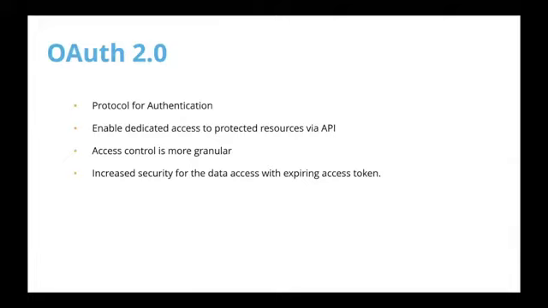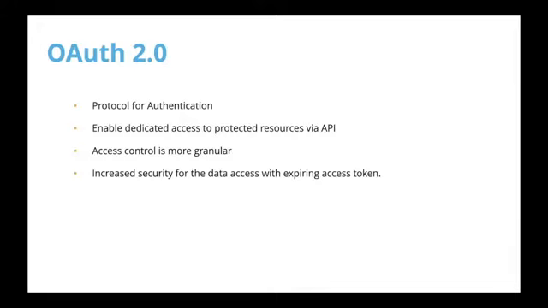For example, the access token which we generate in OAuth 2.0 expires every 60 minutes. If we have to prolong the access to that particular protected resource, we have to make sure we generate a new access token every 60 minutes.